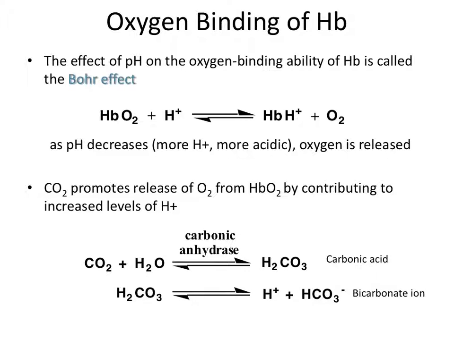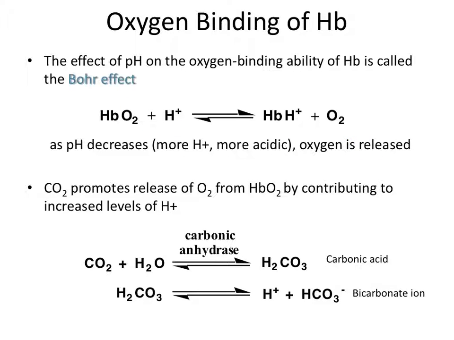So, the best way to start this off. It doesn't really matter which one we start with, but I'm going to start with the left, because we're used to reading things left to right. This is hemoglobin with bound oxygen. So if you have a lot of H pluses around, those H pluses compete for the oxygen binding. So the protons will bind the hemoglobin and release oxygen. So that's what that means right here.